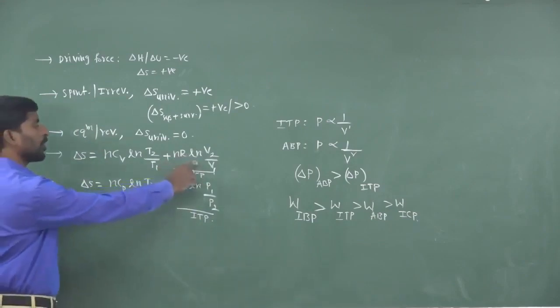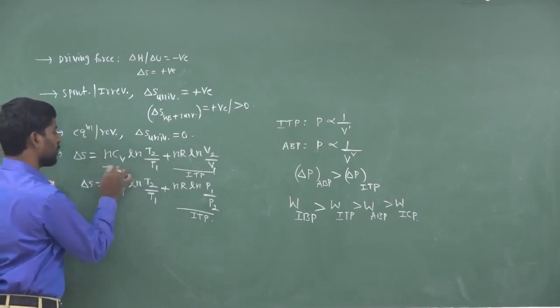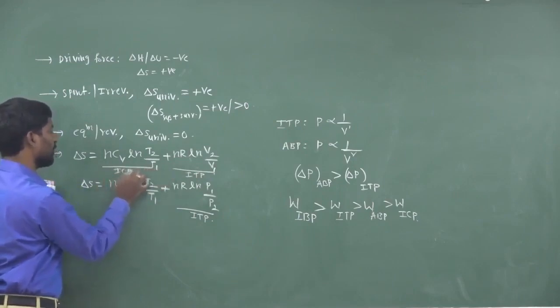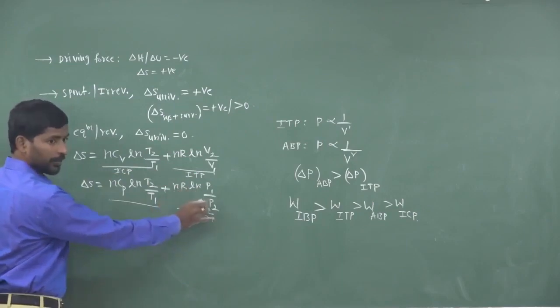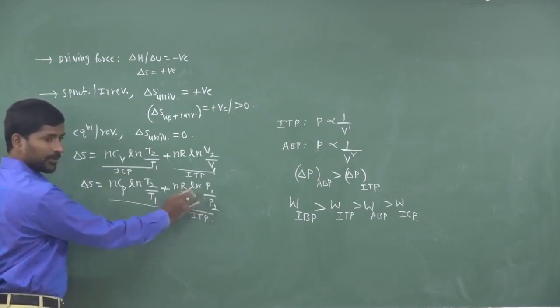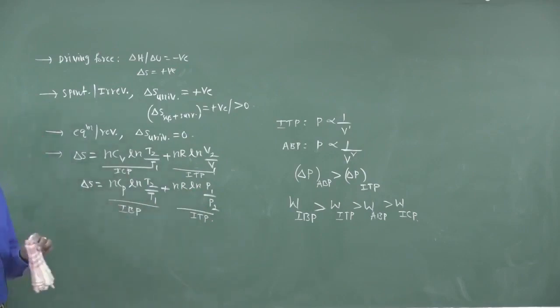For an isochoric process, which term becomes 0? The volume term becomes 0, and the expression for an isochoric process is n Cv ln T2 by T1. And what is the expression for an isobaric process? For an isobaric process, the pressure term becomes 0, so the expression is n Cp ln T2 by T1.